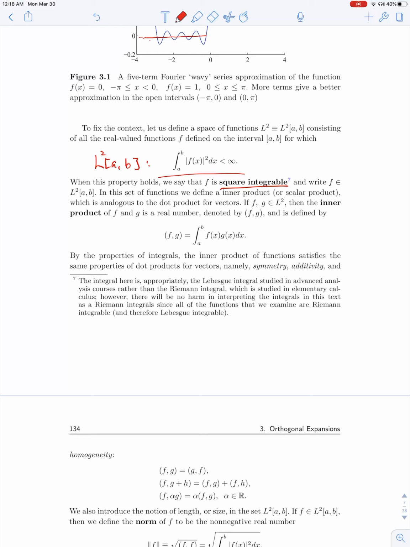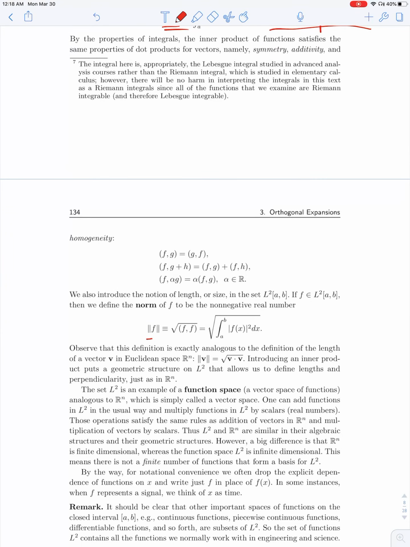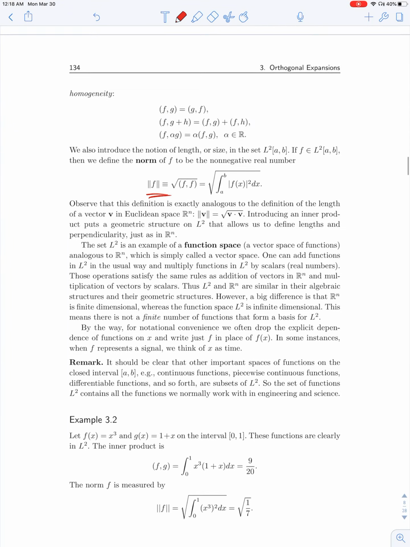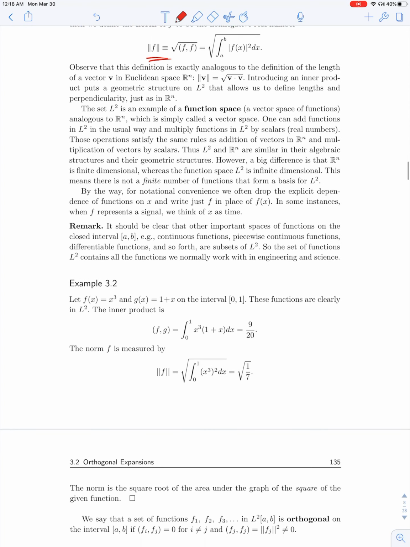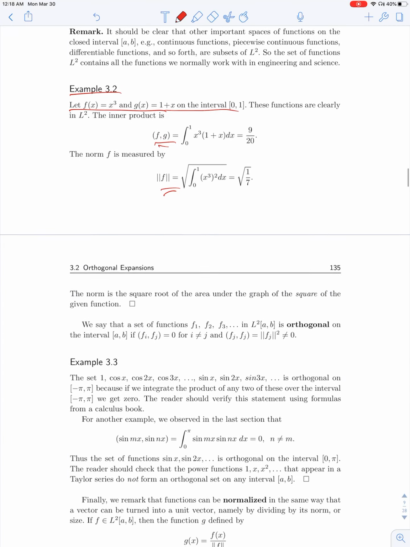On this function space, we can define what we call an inner product, or dot product. And then you can define the norm, and this becomes a function space, and then you can calculate the norm. This example tells you how to calculate the inner product of these two functions and the norm of these functions.